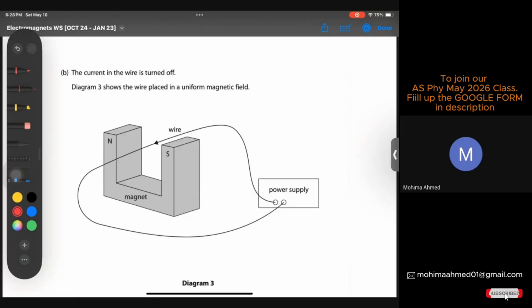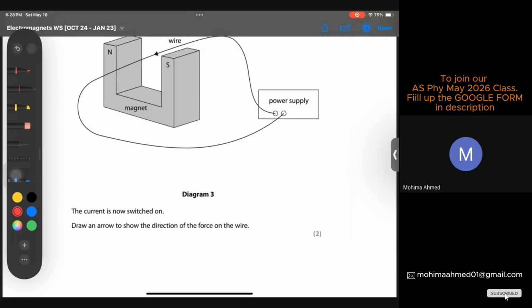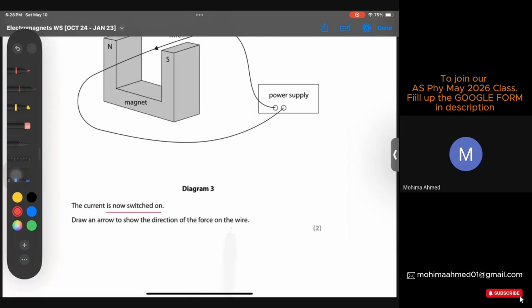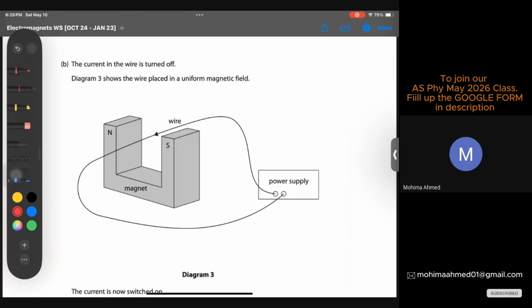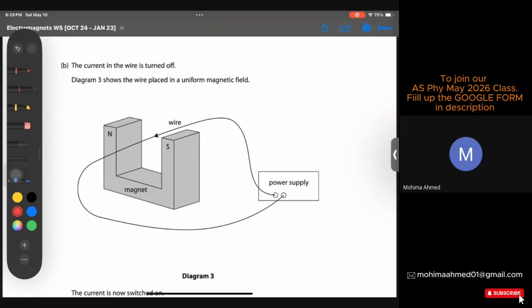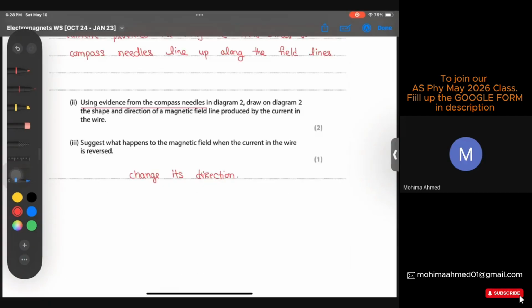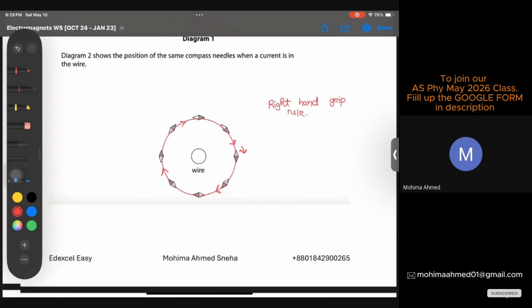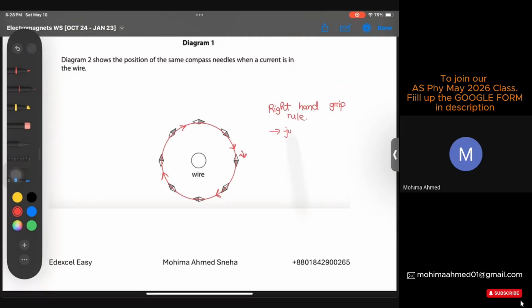Diagram 3 shows the wire placed in a uniform field this time. The current is now switched on. Draw an arrow to show the direction of the force on the wire. Whenever I'm only working with a current carrying wire, I have to use the right hand grip rule, right? And whenever I'm working with a current carrying wire with a permanent magnet, I have to use Fleming's left hand rule. So we can write, we're using the right hand grip rule as I'm working with just a current carrying wire.